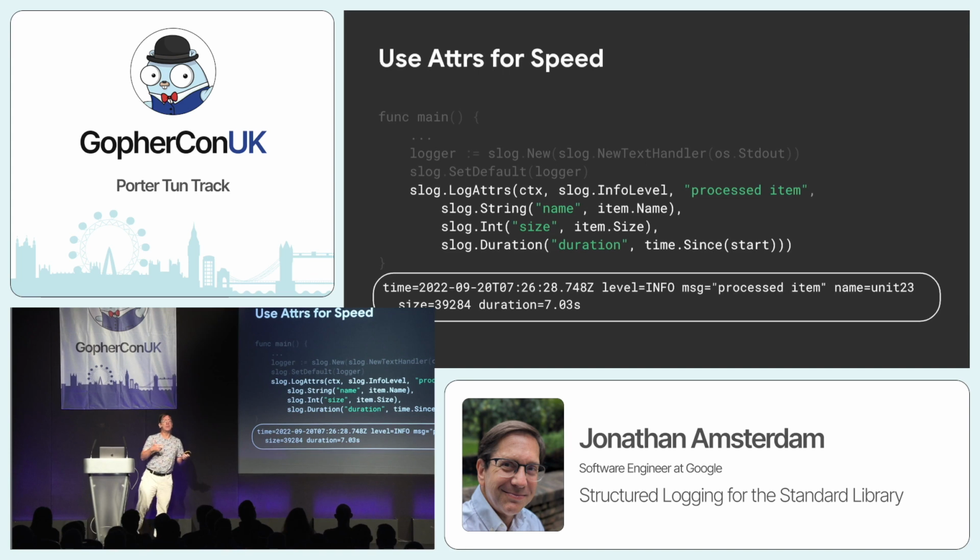Now, what I showed you with the alternating keys and values is perfectly fine. I think almost everybody will find that fast enough. But if you need extra speed, you can use this LogAttrs method. It takes everything you need, and instead of passing alternating keys and values, you build these Attr things using constructors like slog.String and slog.Int. And they construct this key-value pair type. For reasons I'll go into in detail in a few minutes, this is a lot faster than using the other forms, but more cumbersome.